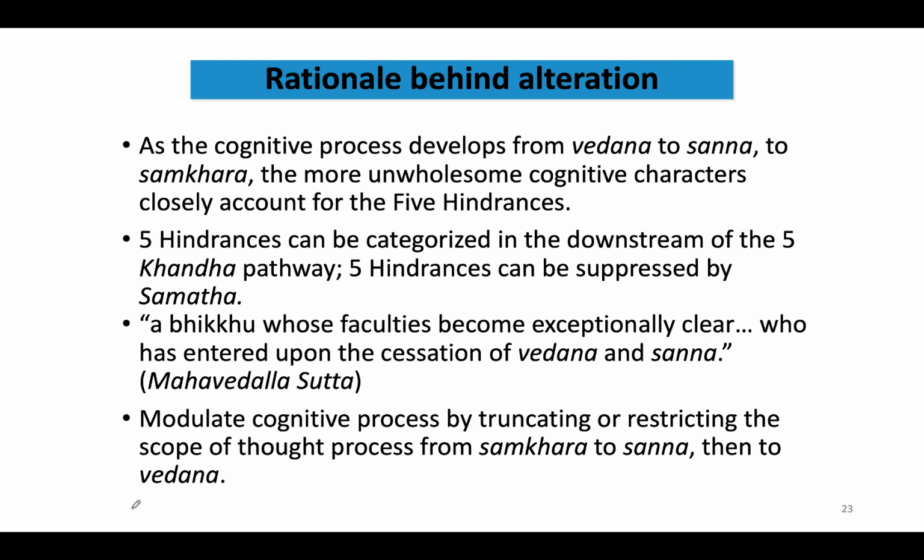What is the rationale behind the alteration of cognitive progress by way of loving kindness practice? Provided that ordinary cognitive process progresses from Vedana to Sanya to Samkhara, the more unwholesome cognitive characters closely account for the 5 hindrances. In other words, the 5 hindrances are sloth and torpor, doubt, ill will, distraction, and desire, which can be categorized under Samkhara.